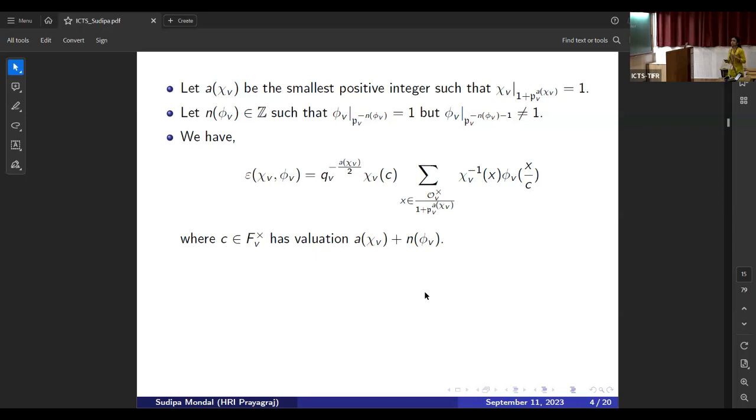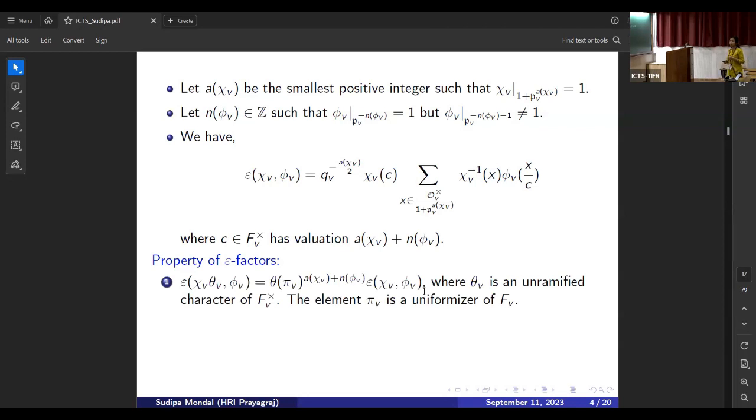This epsilon factor has some nice properties. I'll mention only two of them that have been used in our work. The first one is: if we twist the character chi_v by an unramified character theta_v, then the epsilon factor of chi_v theta_v and the epsilon factor of chi_v differ by this quantity. Here only the theta comes out. Here pi_v is a uniformizer of F_v.